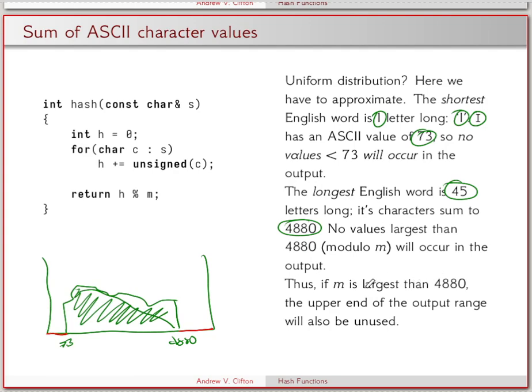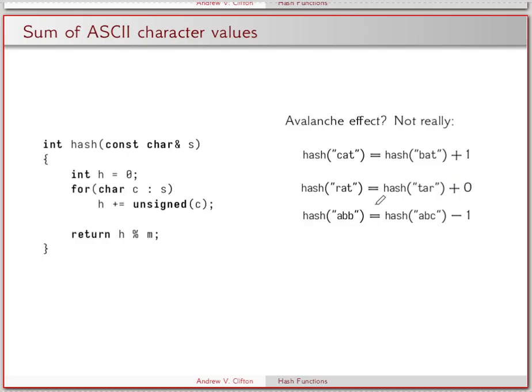So if your m is larger than 4,880, the upper end of the range over here is going to be all zeros. So our range is still going to be pretty non-uniform if our m is anything larger than about 4,000. So no, we do not have a uniform distribution.